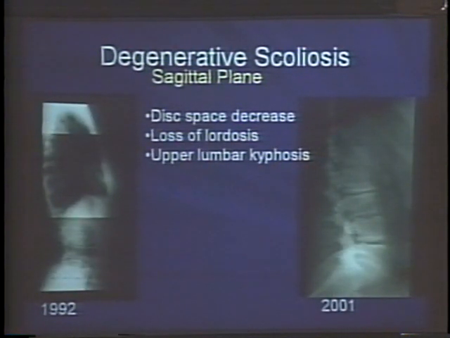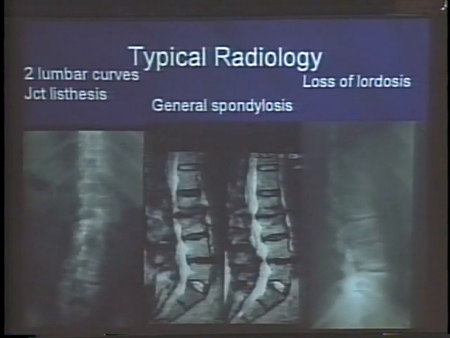In the sagittal plane, we see decrease in disc space, loss of lordosis, and eventually upper lumbar kyphosis, which is noted here, again developing over a 10-year period. The typical radiology shows two lumbar curves, as seen here, frequently with a junctional listhesis. There'll be loss of lordosis on the lateral, and we'll have generalized spondylosis on MRI studies.